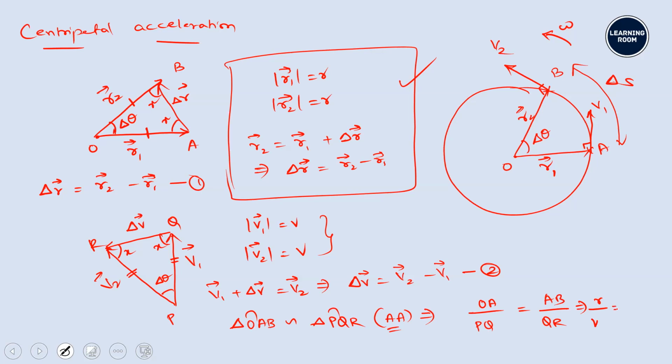So what is the AB vector? The AB vector's magnitude is delta R. And the magnitude of the QR vector is delta V. So R divided by V will be equal to delta R divided by delta V, which implies that delta R divided by R will be equal to delta V divided by V. I just cross multiply. Delta R by R will be equal to delta V divided by V.